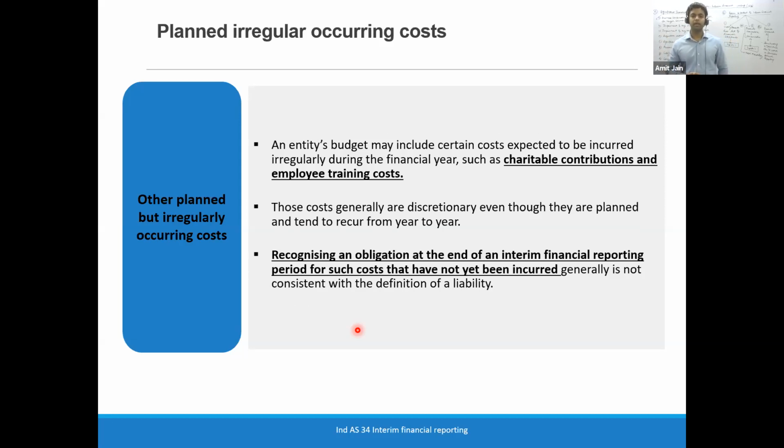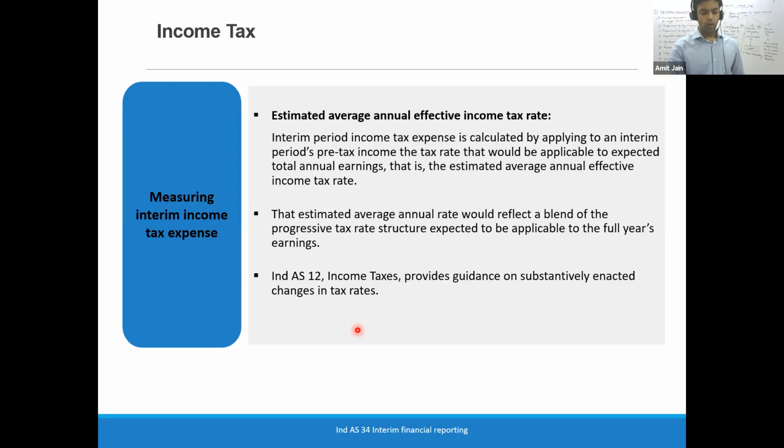For example, the company has to give a donation of, let's say, 100 crore rupees in the month of December. Should the company recognize a provision for that donation in the June quarter? The standard says no. The provision of donation should not be recognized in the June quarter. Only when you incur that cost do you have the right to recognize it in your books of accounts, right, guys?